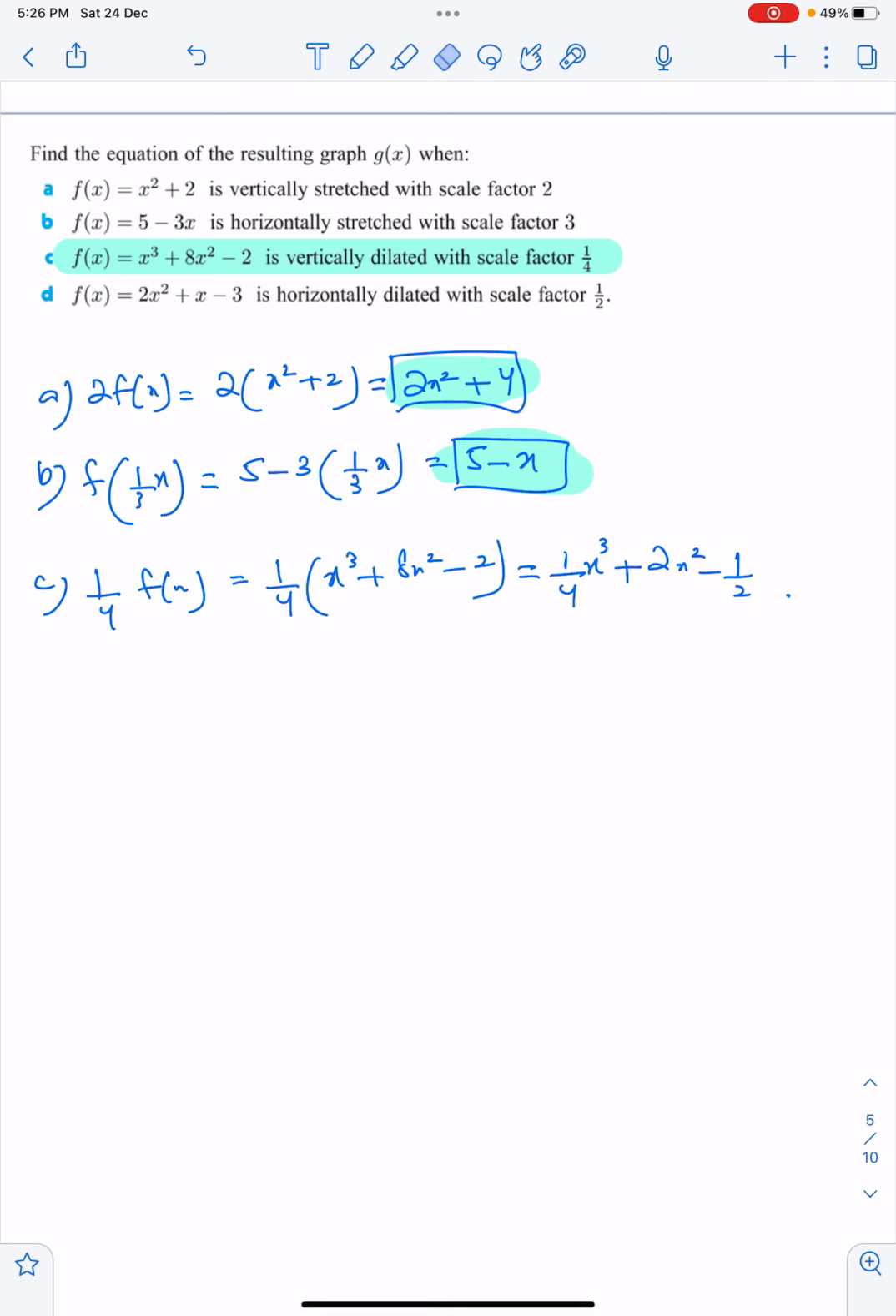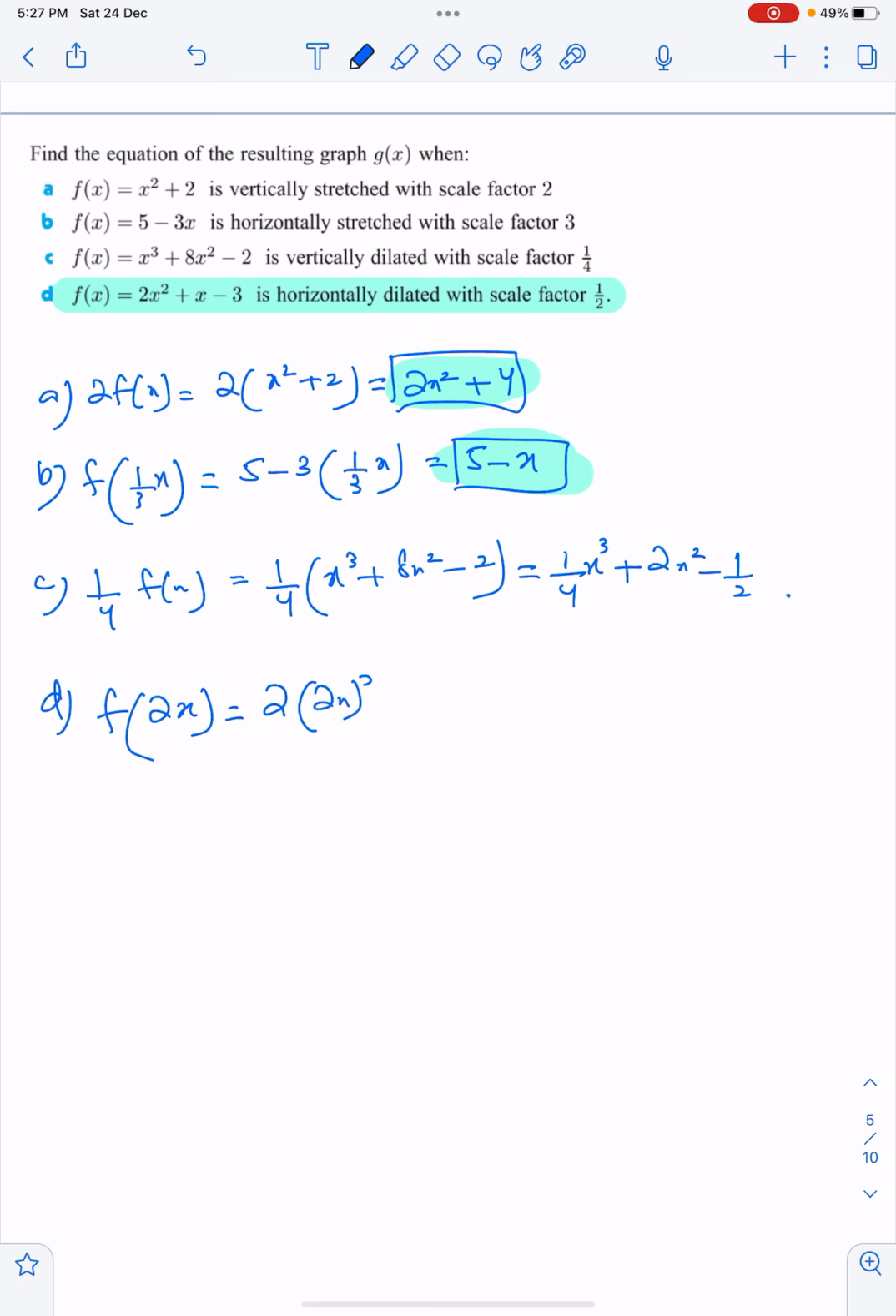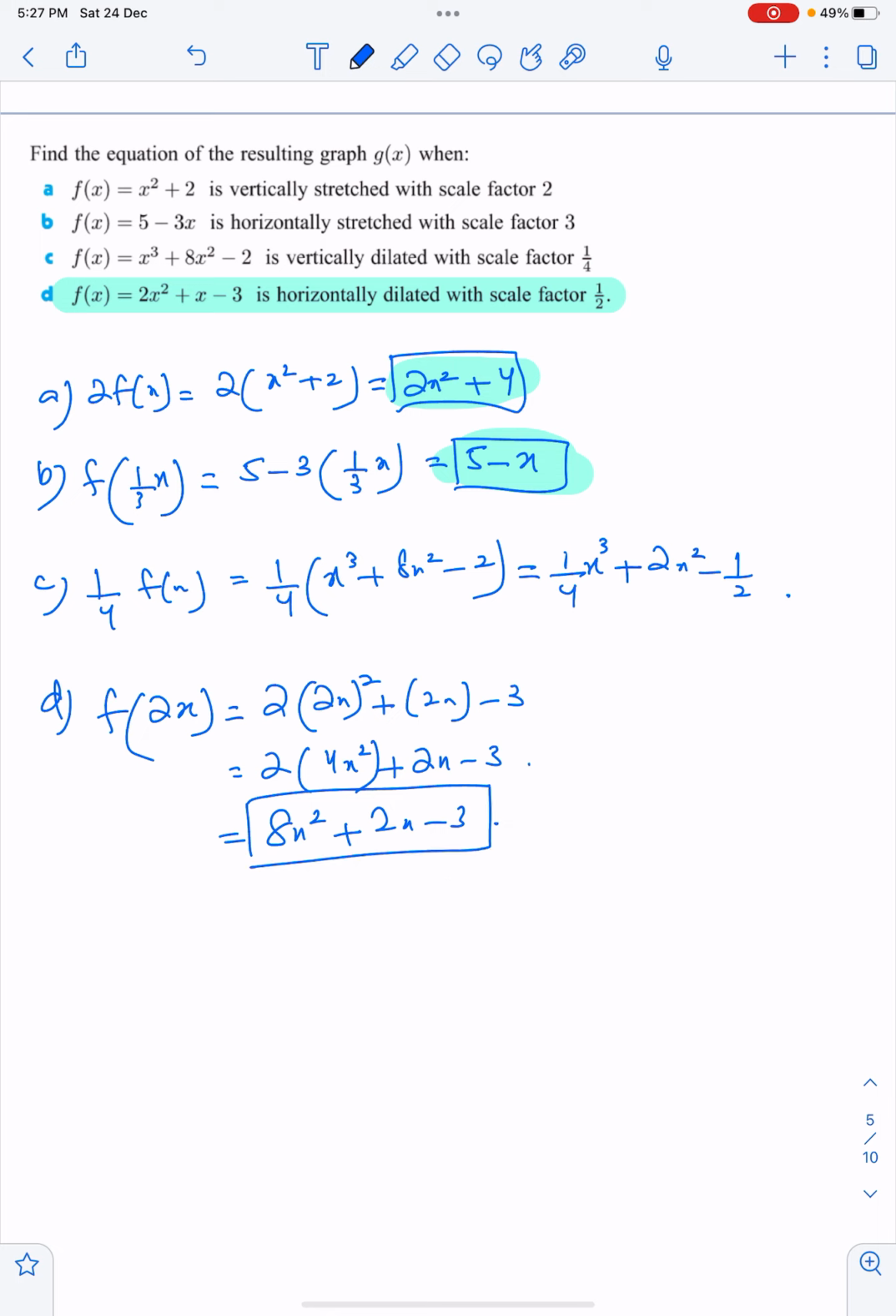Okay. The last part now, which says horizontal dilation with scale factor half. So, you will have to write it like this: f of 2x, since the scale factor is half. So, you have to write 2x in this. That means in the function, wherever you have x, you have to write 2x. This will become 2 into 4x square plus 2x minus 3. This will become 8x square plus 2x minus 3. This is the final answer.